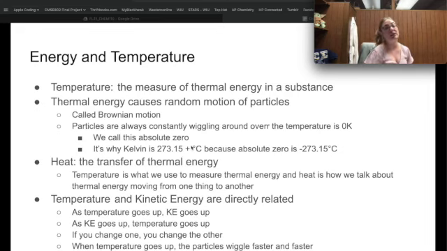One really important point I want to make here, that's really kind of cool in my mind, is that temperature and kinetic energy are directly related to each other. As temperature goes up, kinetic energy goes up. As kinetic energy goes up, temperature goes up. If you change one, you change the other. It doesn't matter which you change, the other is going with it too. So when temperature goes up, particles wiggle faster and faster.